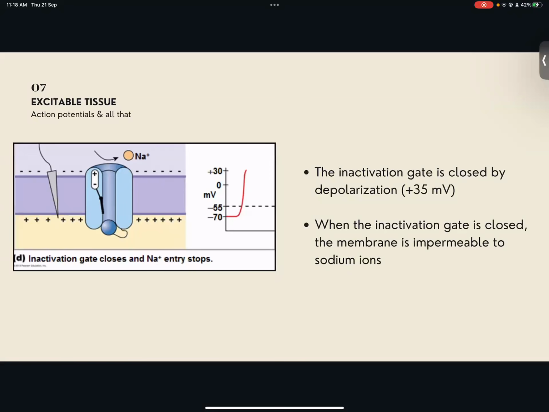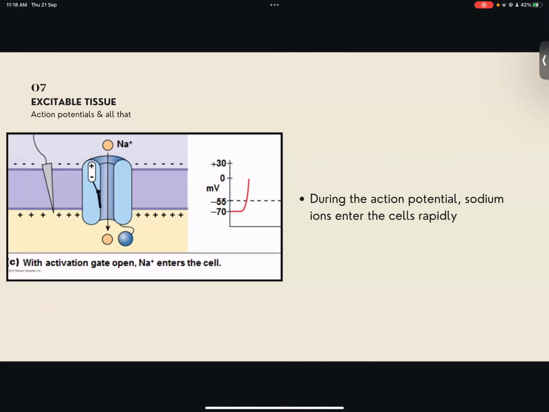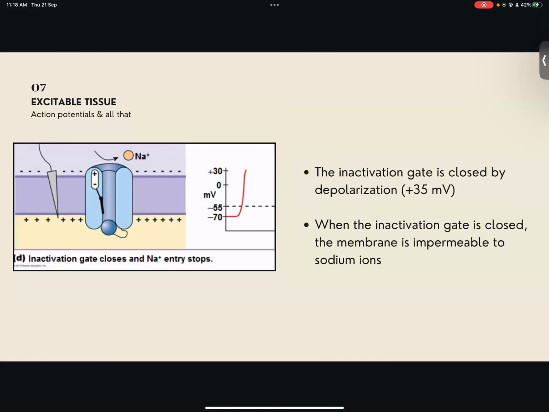So everything we just talked about, your resting membrane potential, the threshold potential, that entire depolarization as sodium ions rush into the cell, your inactivation gate has been opened. Once you reach around positive 35 millivolts, that's when your inactivation gate will finally close. Once the inactivation gate is closed, the membrane again is impermeable to sodium ions. Now, at this point, no more sodium ions can come in. Okay, so we could say that the inactivation gate is closed by depolarization.